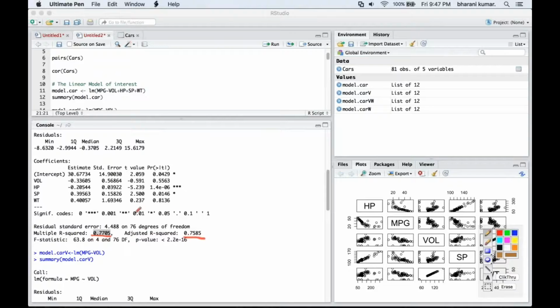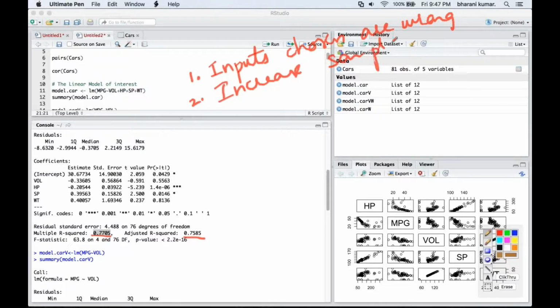If there is a huge difference, that means either the inputs chosen are wrong or you need to increase your sample size. If inputs chosen are wrong, what would you do? Choose some other inputs. Check with your subject matter expert. Or the third thing is, check for data accuracy. Someone might have accidentally given you wrong data or purposefully done so. You need to analyze the data.